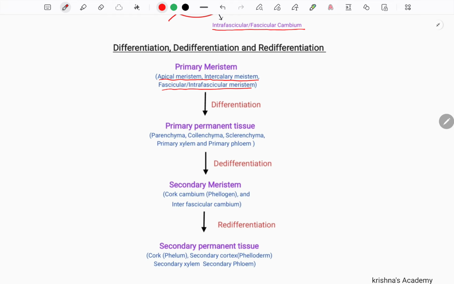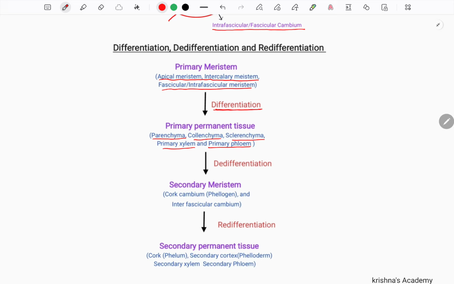When the primary meristem loses the capacity of division and gets modified to perform a specific function, the process is called differentiation. Differentiation will lead to the formation of the primary permanent tissue. Primary permanent tissues get specialized to perform a specific function. The examples are parenchyma, collenchyma, sclerenchyma, primary xylem, and primary phloem.